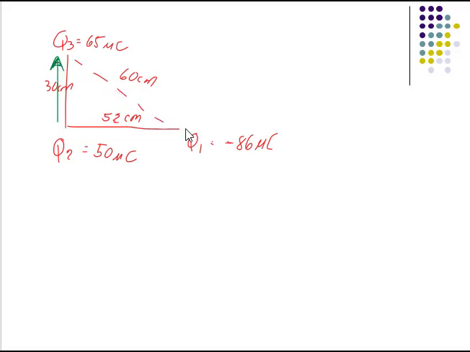Looking at this one, Q1 however is negative, therefore there is a force of attraction. Then Q1 will attract Q3, or will pull Q3. So this is now the direction of the force. So this is now the illustration of the force exerted on 3 by 1. This is the force exerted on 3 by charge 2.